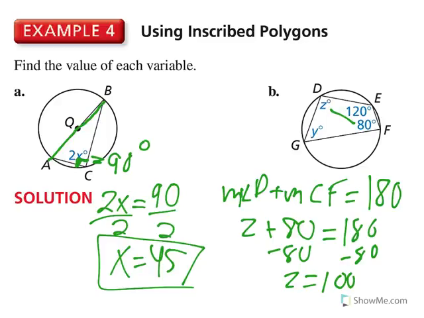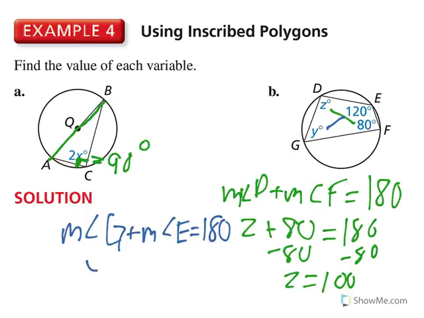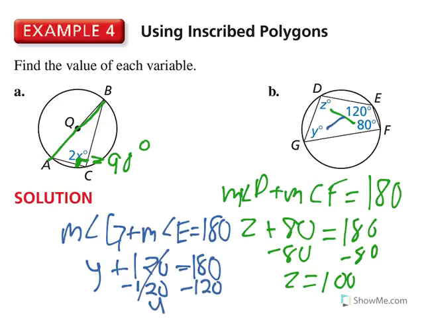My other one going the other direction, I have Y and 120, so angle G and angle E. And I'm going to go and erase this other side so I have room. So the measure of angle G plus the measure of angle E would also equal 180. They're supplementary. So I plug that in. G is Y. E is 120. To get Y by itself, I subtract 120. And so Y is going to be equal to 60. And that problem will be done.